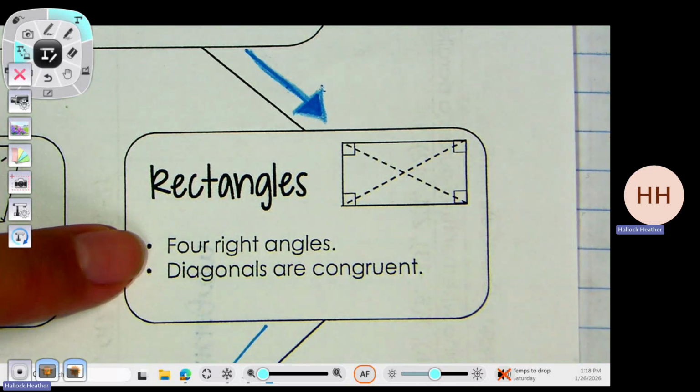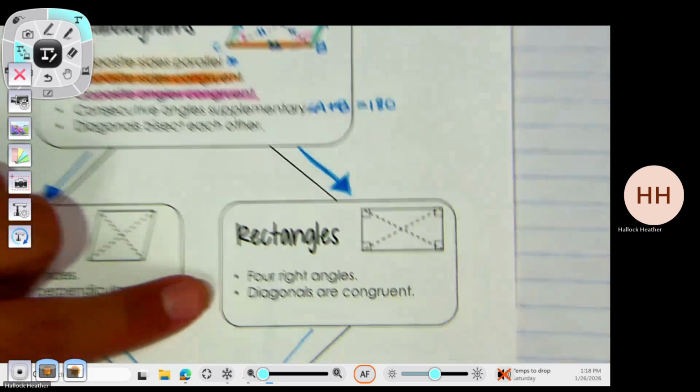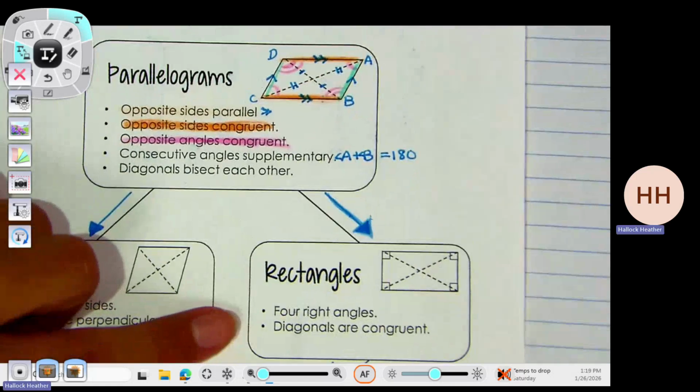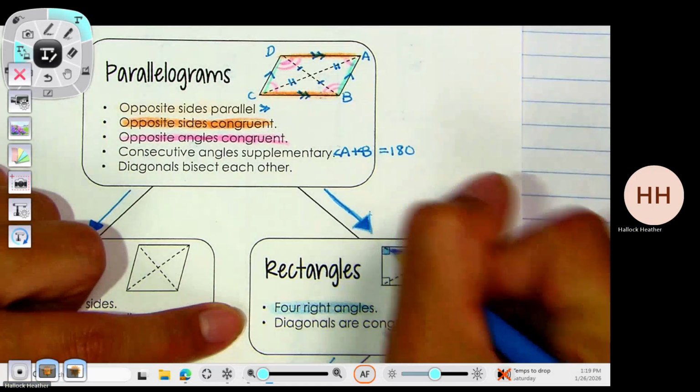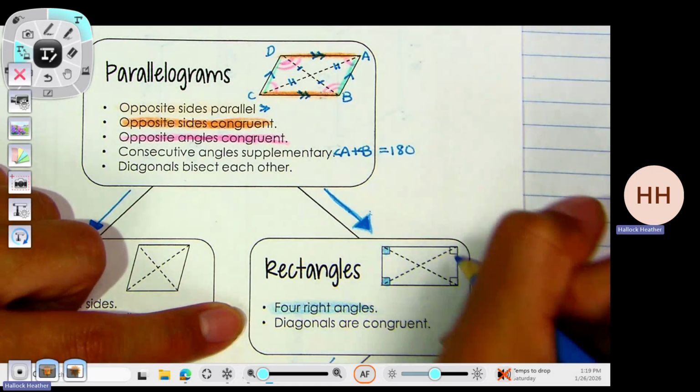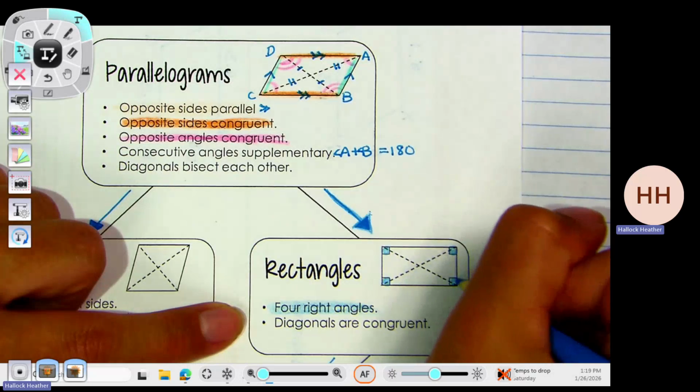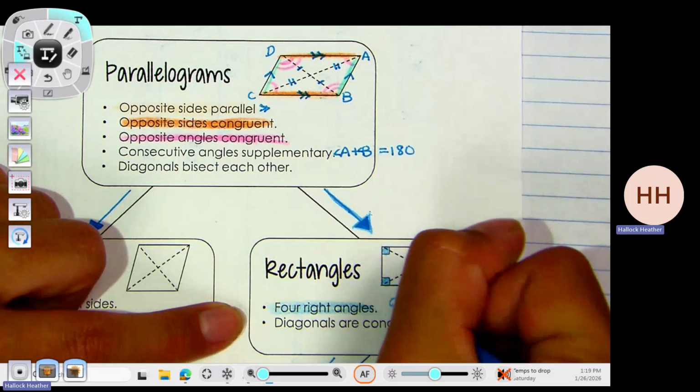So you should know the top matches the bottom. The sides match. It's in Friday's bin. There are 2 bins for Friday. So what we're going to add to our picture is that we have 4 right angles. If I say I have a right angle, how much does that make? 90. So we're going to put 90 here.